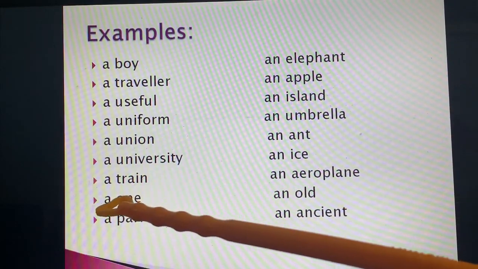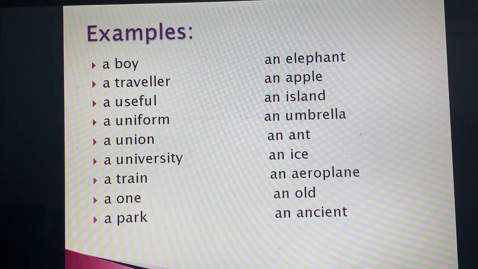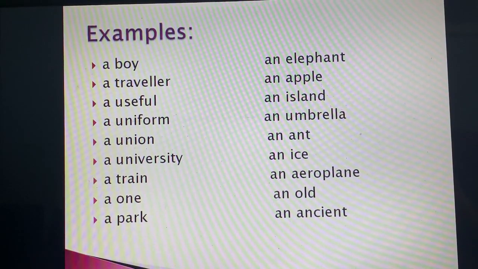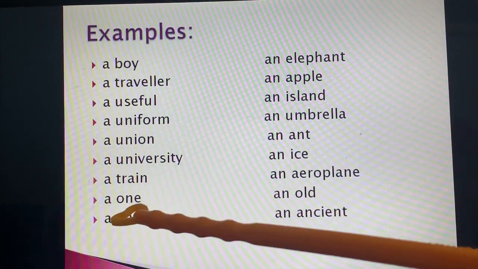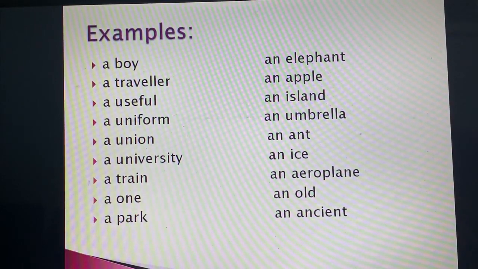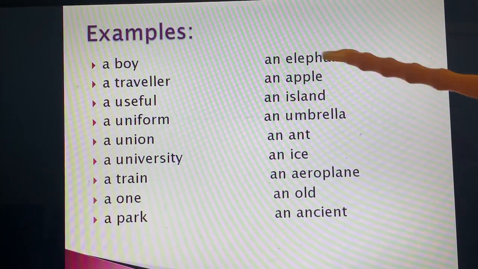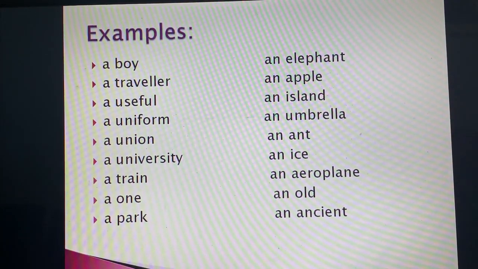Again over here, O is there. It is a vowel. Why have we not used an one? Speak. एक बार बोल के देखो अपने माउथ से. One. W sound is coming. W is a consonant. So we have used a one. A park. Now look here where we use an: an elephant, an apple, an island.